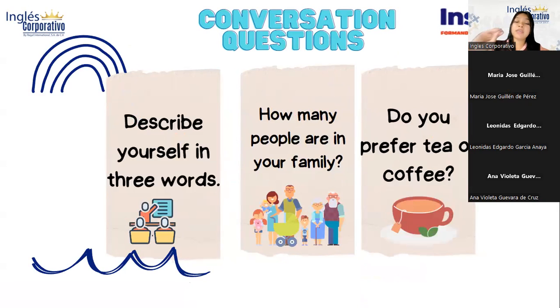Quiero que se describa usted mismo, pero no físicamente, sino quiero que me diga adjetivos que usted tiene. Por ejemplo, responsible, happy, intelligent. Tres adjetivos calificativos. Quiero saber cómo es usted como persona, ¿sí? Then, how many people are in your family? ¿Cuántas personas hay en su familia? Do you prefer tea or coffee? ¿Qué prefiere, el té o el café?